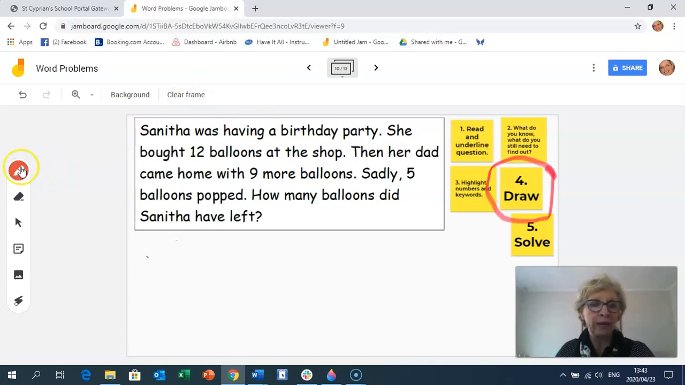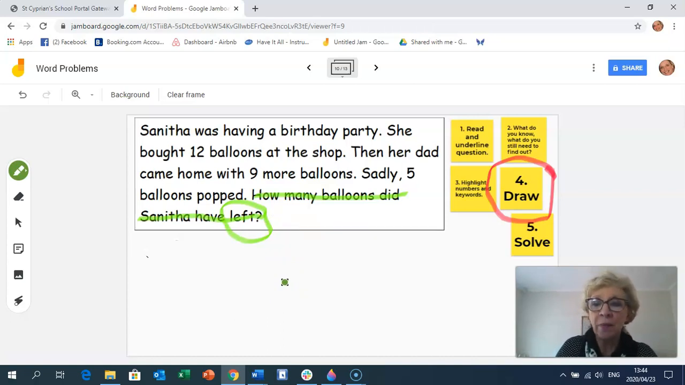So step number 1, we're going to highlight the question. How many balloons did Sunita have left? And there's our keyword. How many were left? We're assuming that some were lost somewhere along the way. So let's read it again.